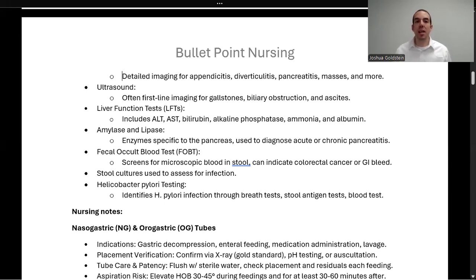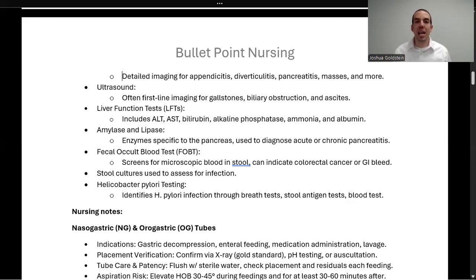Next, we have some labs. So the last part of this is going to be labs. We have the LFTs, liver function tests. This is going to check your AST, your ALT, your bilirubin, your alkaline phosphatase, your ammonia, and your albumin. All of these are liver labs. So if you see any of these on a test as which one will be appropriate for assessing the liver, all of these would be correct answers.